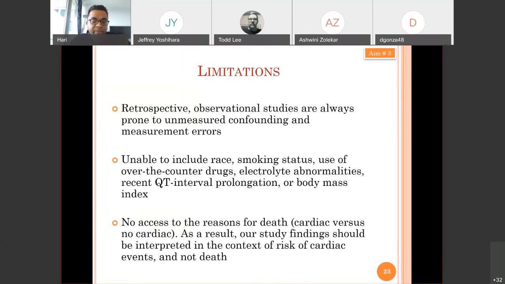But again, with the high dimensional propensity score that we use, we feel fairly comfortable that these things would have, in theory, been equal between both of the cohorts that we compared.